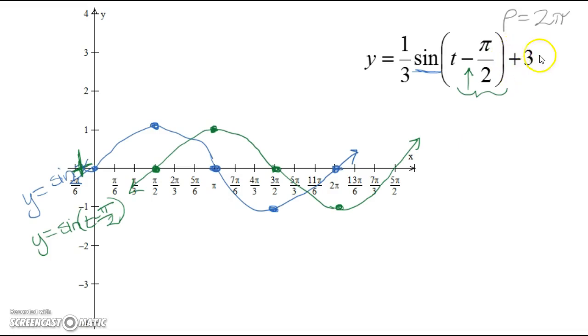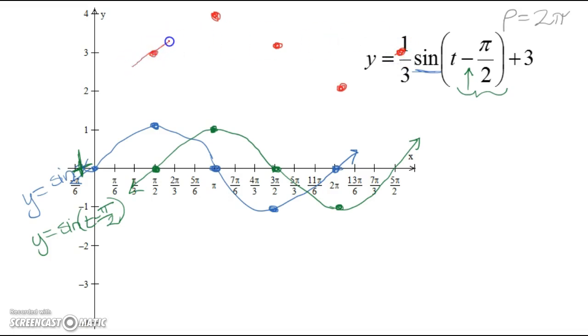And so this one is shifted 3 units up in the plane. So I'm going to take each of those points and I'm going to move them 3 units up. That point goes to 3. This point that was at 1 goes to 4. This point goes to 3. Quit disappearing on me, points. This point now goes to 2, and we'll have this point right here that goes to 3.